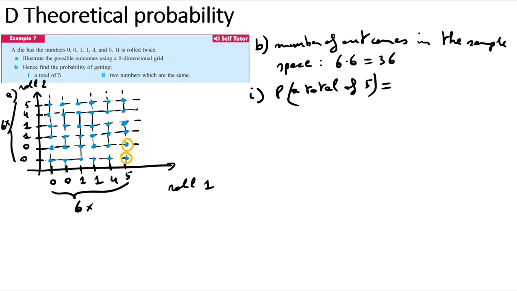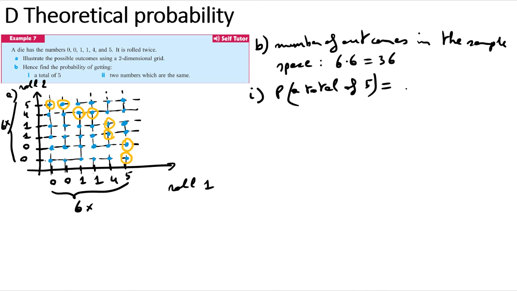This one is not okay because the first roll is a 4, the second roll is a 0. But this one here is okay because the first roll is a 4 and the second roll is a 1. 4 plus 1 is 5. This one is also okay. Then here first roll 1, second roll 4, and here as well. And here first roll 0, second roll 5, and here as well.